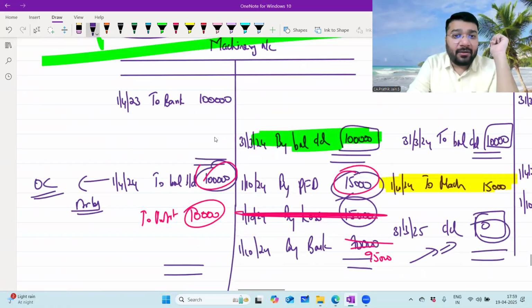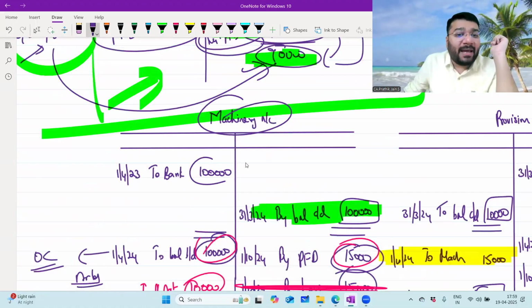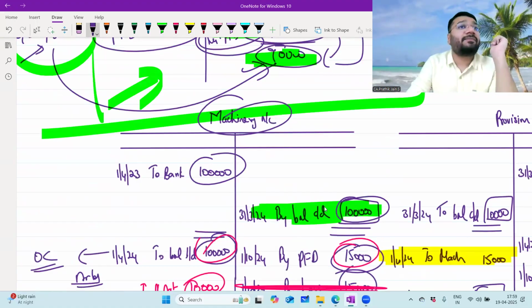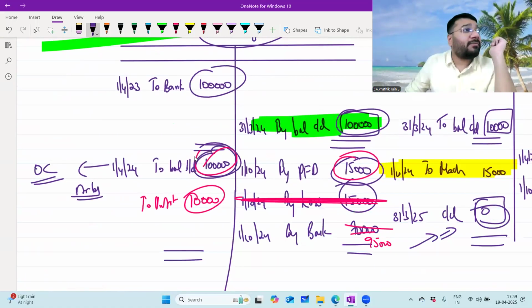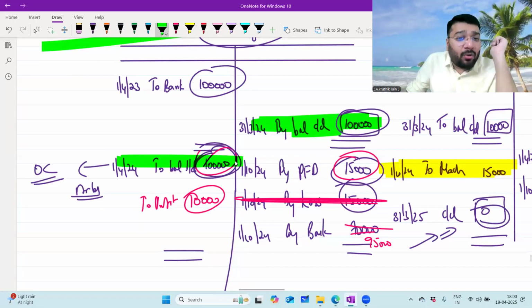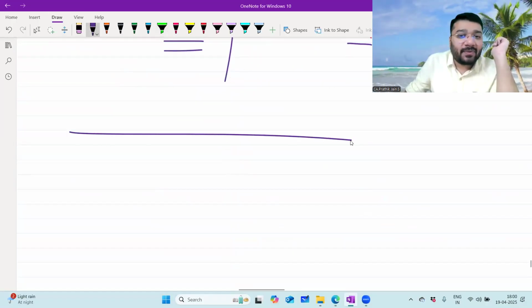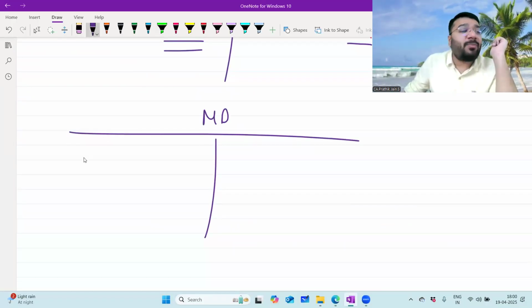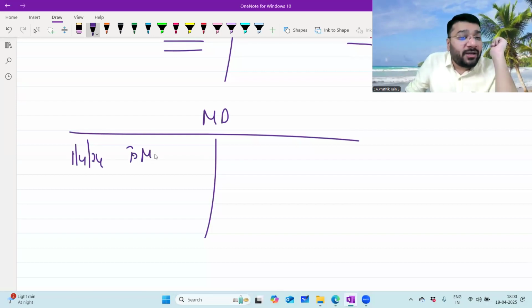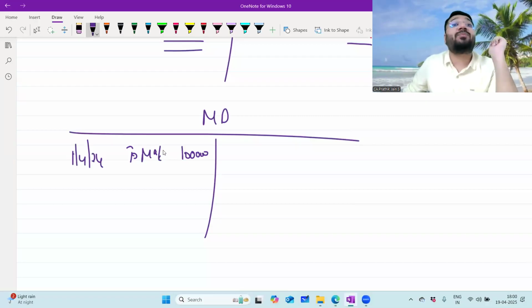1 lakh. If I come here, machinery account, opening balance 1 lakh, closing 1 lakh. Next year opening also 1 lakh. So this 1 lakh I have to transfer where now? To machinery disposal account. So what is the entry for this? Machinery disposal account debit to machinery account. So 1/4/24 to machinery account 1 lakh rupees. I'm transferring the original cost to the machinery disposal account.